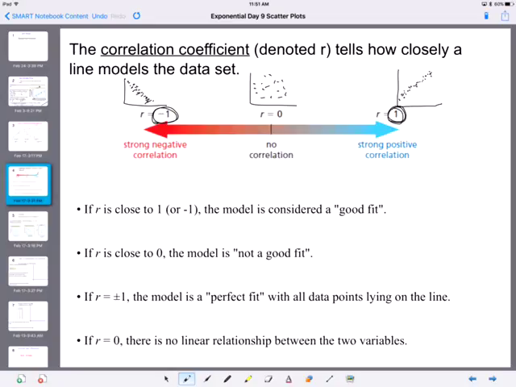If R is close to 1 or -1, the model is considered a good fit. If R is close to 0, the model is not a good fit. If R is equal to plus or minus 1, the model is a perfect fit with all the data points lying on the line. If R is equal to 0, there is no linear relationship, so we can't even draw a line.